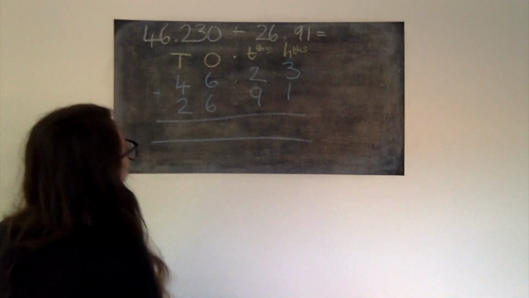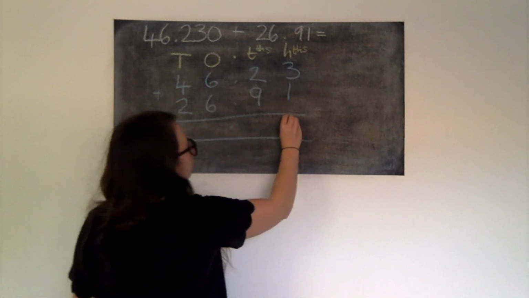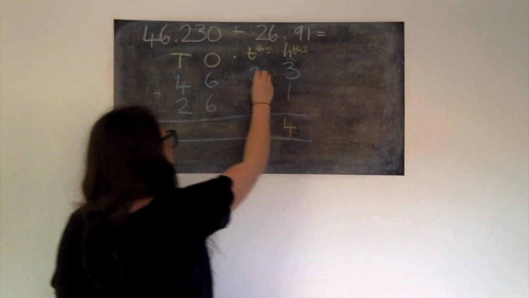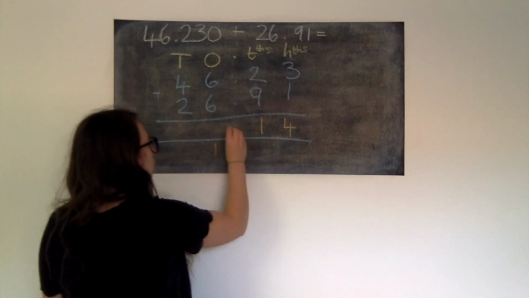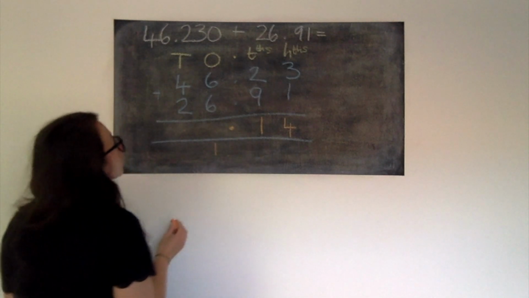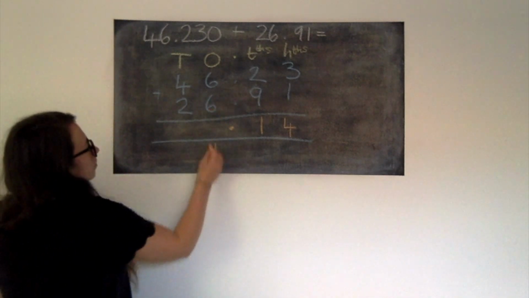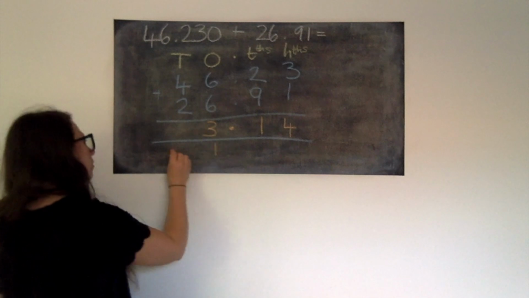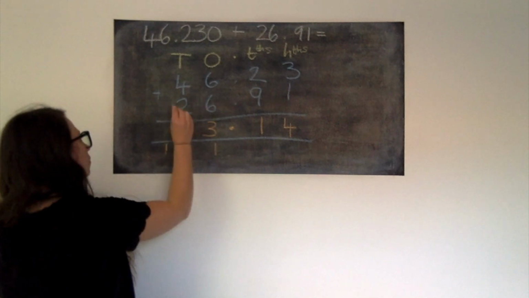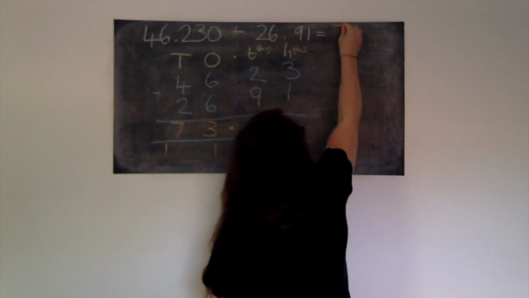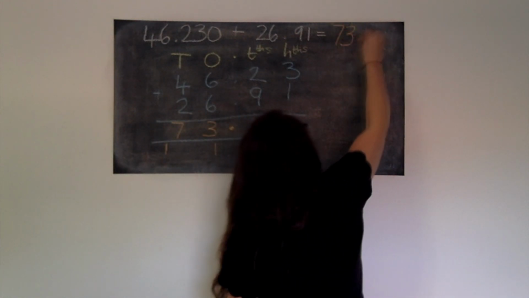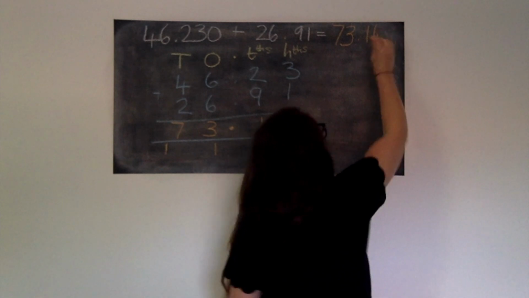Then moving on to our tenths, we've got 9 tenths plus 2 tenths gives us 11 tenths. We need to exchange one of those for one whole. So we've got 1 left over in our tenths. Then 6 plus 6 units gives us 12, plus the 1 we've just added gives us 13. So I've put 3 of my 1s and I've exchanged the 10 ones for 1 ten. Plus our 4 tens, 2 tens and 1 ten gives us 7. So your answer should have been 73.14.